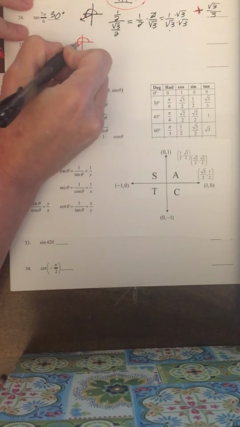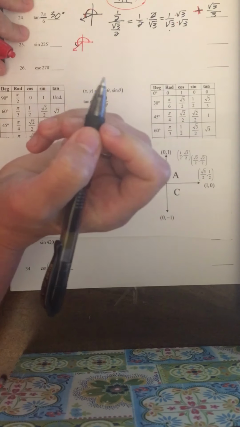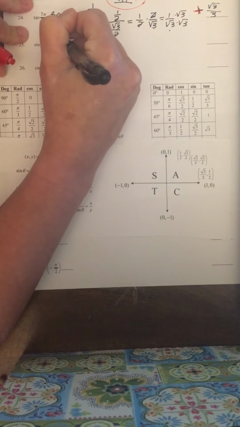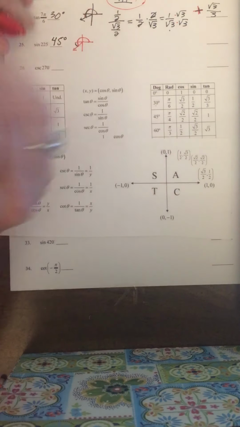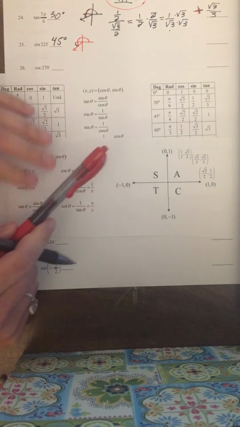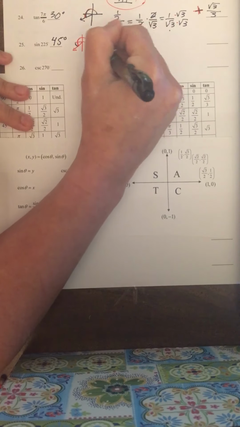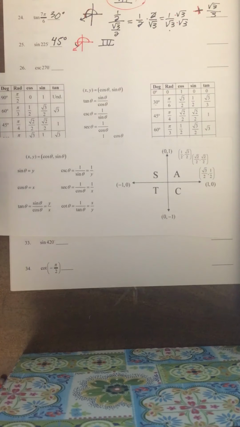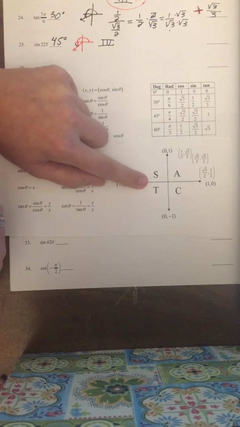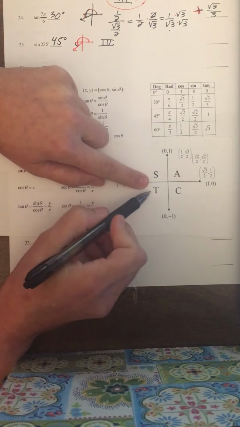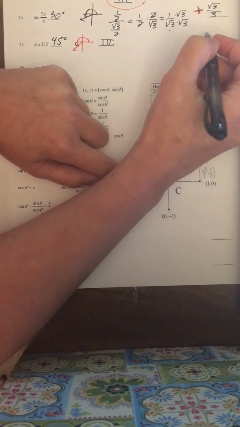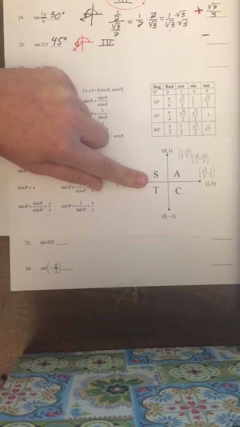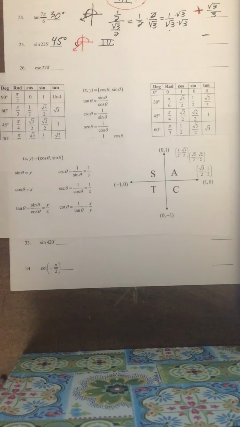Since we are 45 degrees away from the x-axis, our reference angle is 45 degrees. And then we have to say, okay, in the third quadrant, which is where we are, is the sine positive or is it negative? Since tangent is the only positive one in the third quadrant, that means that our sign is negative, or sine is negative.